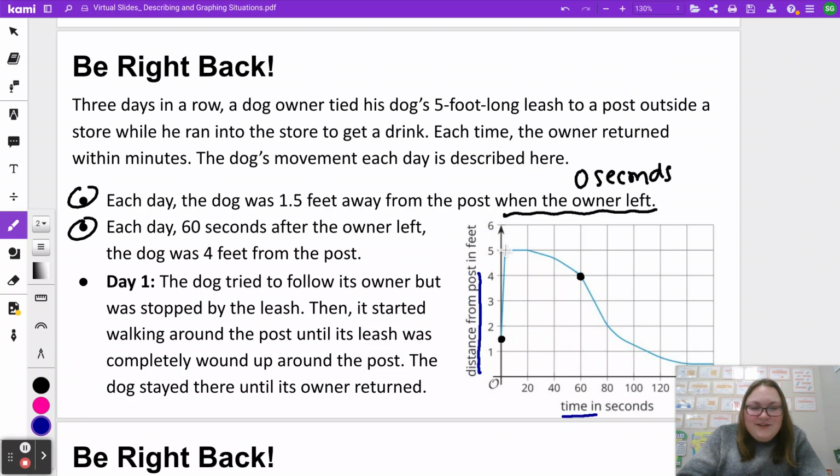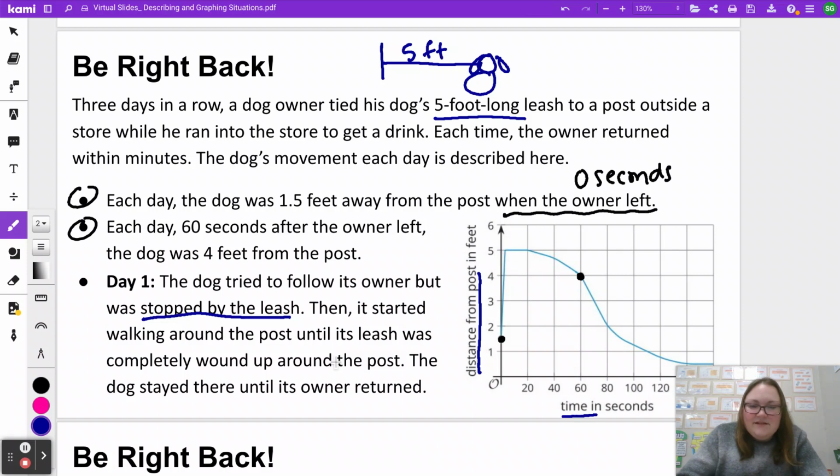until I got here. Why do you think I stopped here and I didn't keep going? Ideas? Well, it's because it says it was stopped by the leash. We said that leash is 5 feet long, so it can't go past 5 feet. If this is the post and the dog is pulling as hard as he can, there's my dog. The most he can be is 5 feet away from that post. He can't be any more than that, or else that means he's not tied to it. So my line had to stop here at 5.